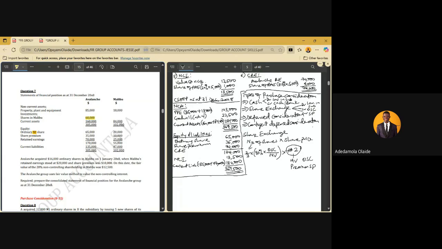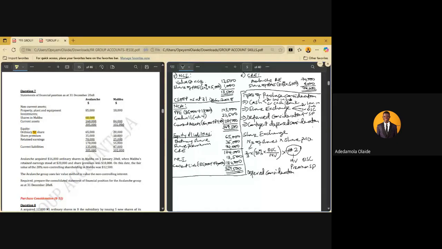So what we do, for the purpose of consolidation, when we have deferred consideration, is we believe the figure given to us is the future value that will be paid, except otherwise stated. Except they now tell us something else. But whatever value they say they want to pay is what they will pay in that future.